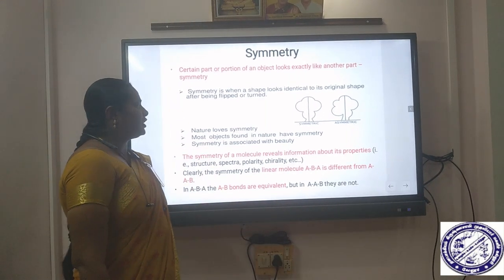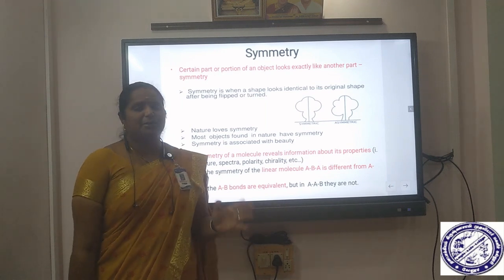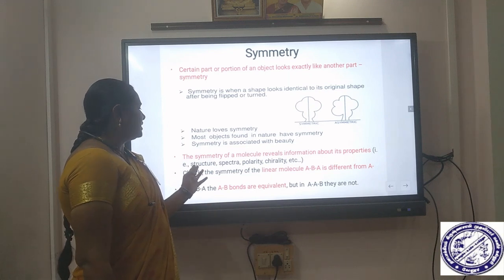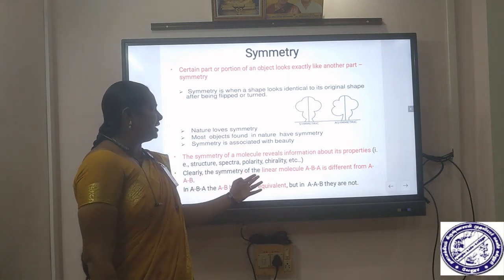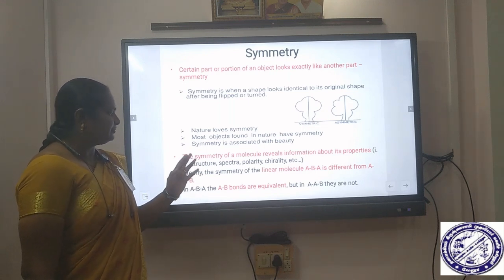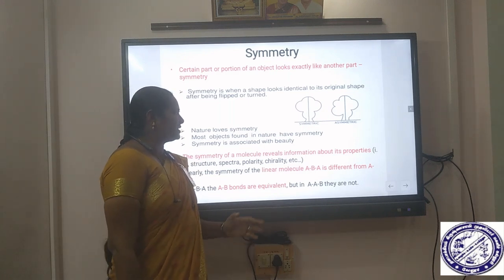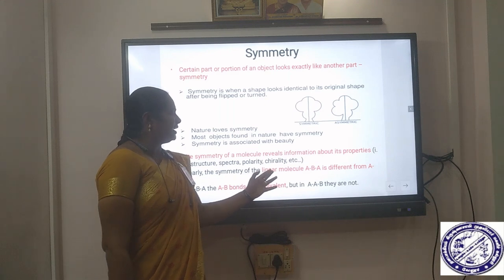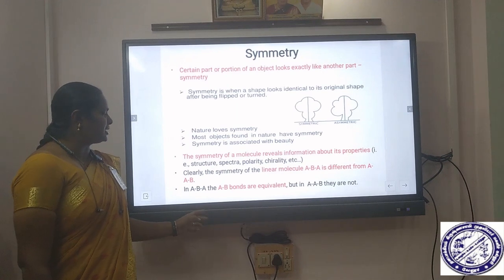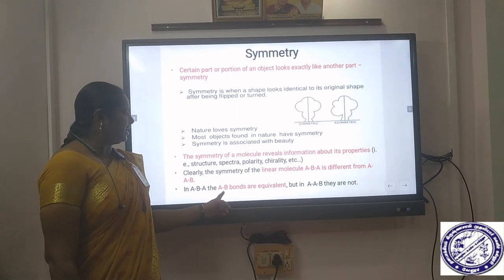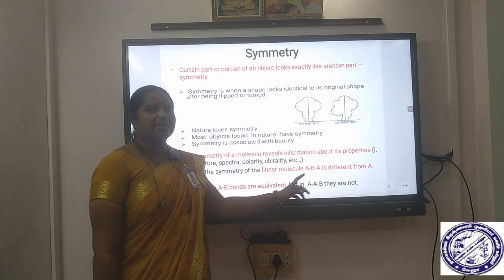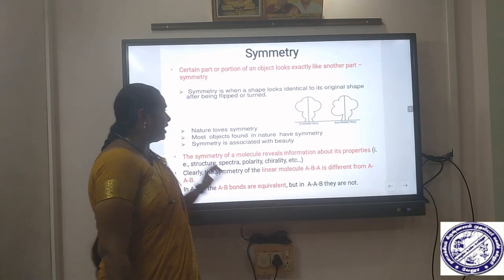The symmetry of a molecule reveals information about the properties of a molecule, like its structure, spectra, polarity, chirality and so on. Clearly we can define symmetry with the example: the linear molecule ABA is different from AAB, because the bonds of AB are not equivalent in AAB, whereas they are equivalent in ABA.